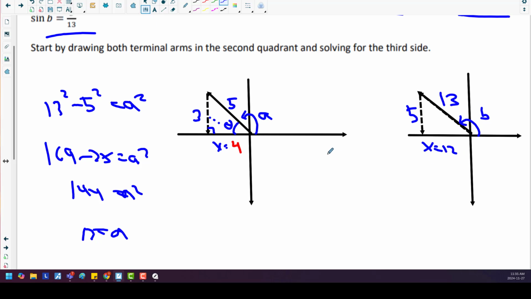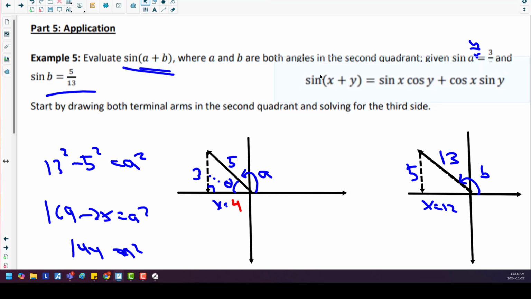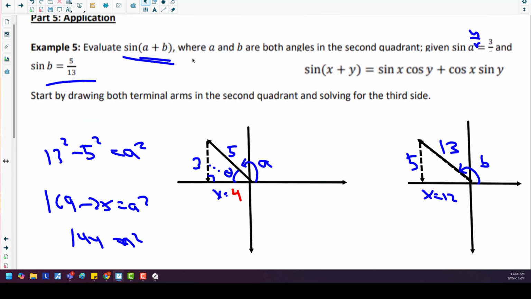Why did I do this? Because we are evaluating A plus B, right? We don't know what angle A is. We don't know what angle B is. But we do know sine of A plus B, if you use our compound angle formula. Now, there are actually more ways to do this than one. There's almost always in math more than one way of solving something. But since we're using compound angle formulas, we're going to use compound angle formulas.